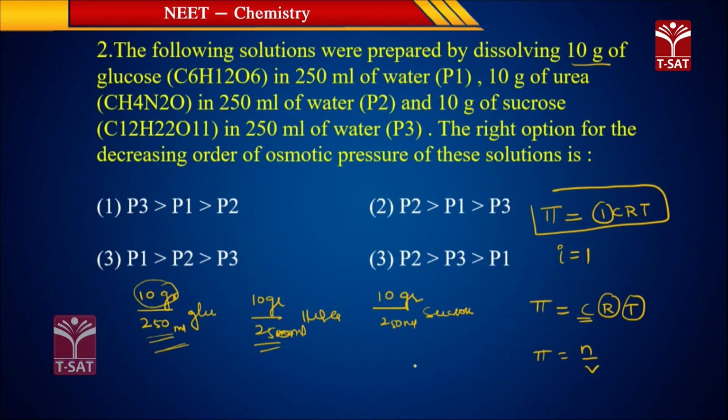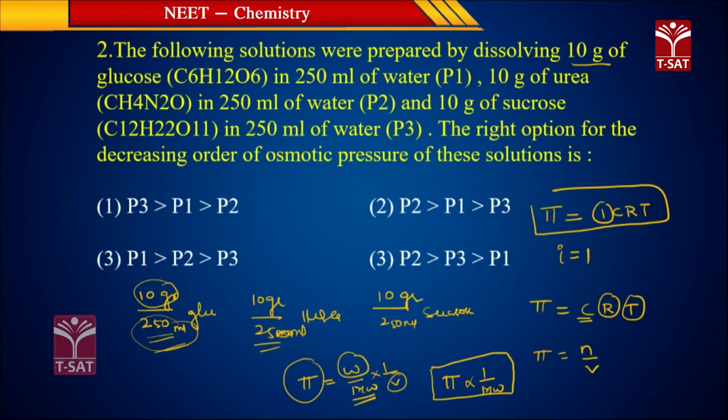So pi is equal to weight by molecular weight into 1 by V. The volume is the same, and the weight is also the same. So pi now mainly depends on molecular weight. Pi is inversely proportional to the molecular weight, right?